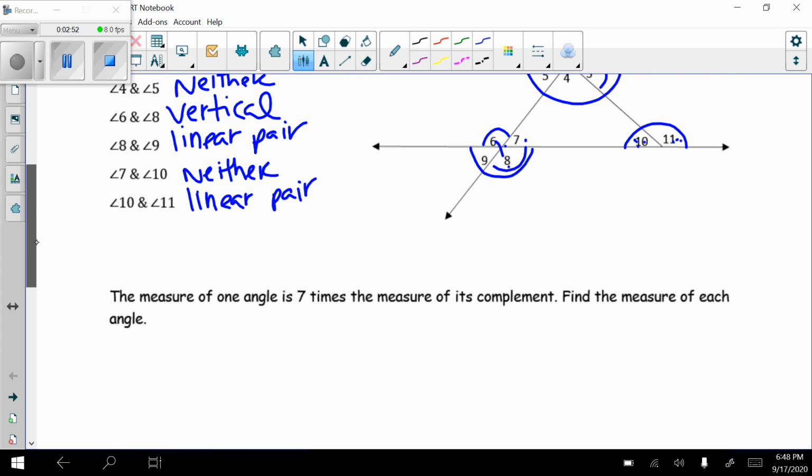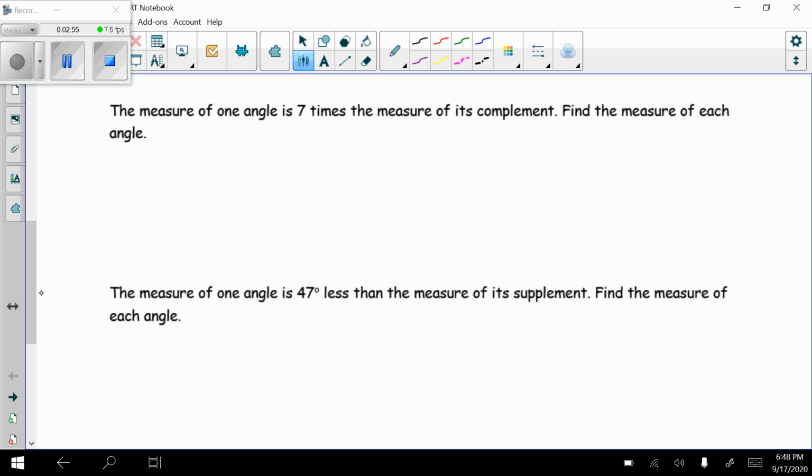Now we're going to look at these next problems. Here it tells me that the measure of one angle is 7 times the measure of its complement. Find the measure of each angle. There are two different ways that I can work this problem, so I'm going to show you both ways. First, I just need a variable for my first angle. So I'm going to say angle 1 is equal to x.